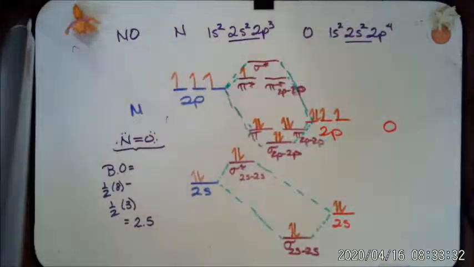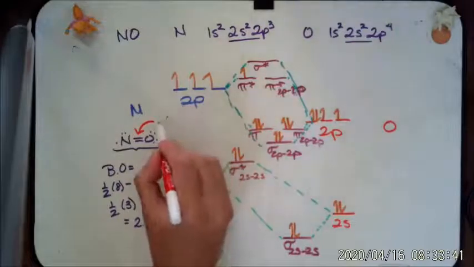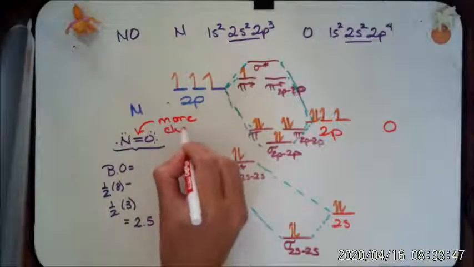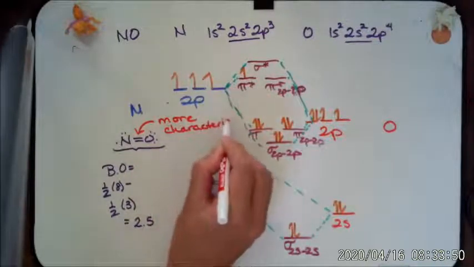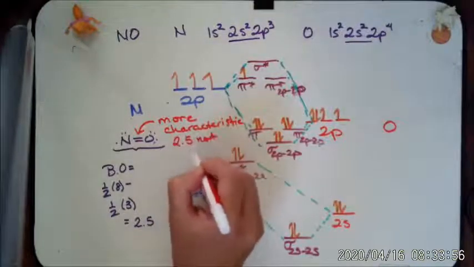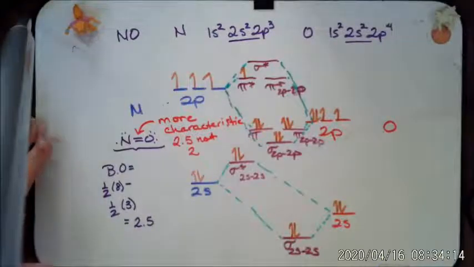So this bond that we've drawn as a double bond is more characteristic of a 2.5 bond, not 2. Okay, so it's a little shorter than a double bond, and it represents 2.5 bonds. So that's how we calculate bond order. Okay, so that's how we handle our heterodiatomic molecules.